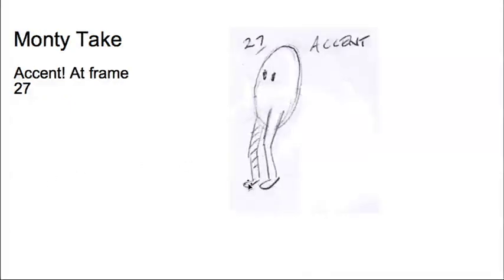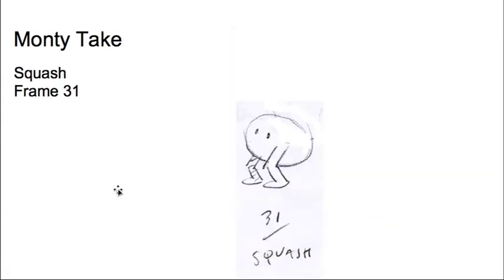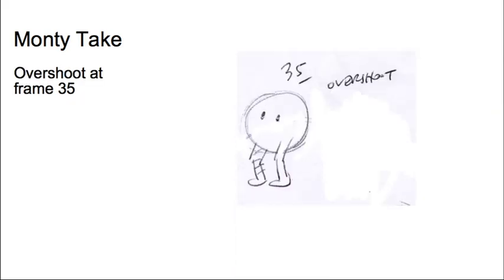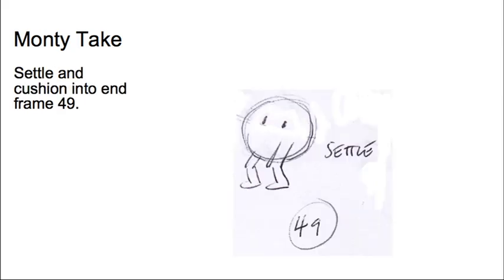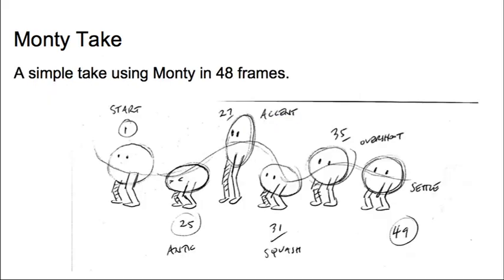There should be straight legs here. He's pushing himself up as he sees something dramatic, and then a squash at frame 31, 4 frames later, an overshoot at frame 35, 4 frames after that, and then a settle and cushion into frame 39. So here's the whole thing. Basically, there's a sort of double bounce there: anticipation, accent, squash, overshoot, and settle at the end.